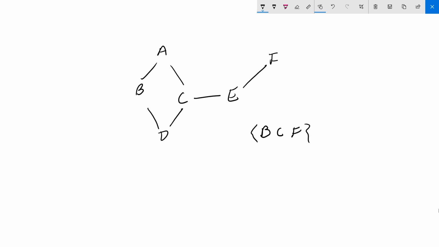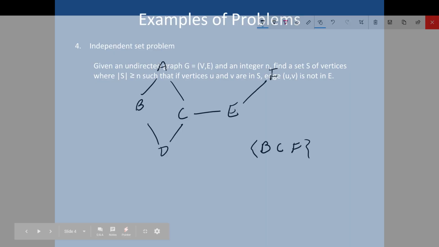That's a decision problem. Why? How would you check a solution? Someone says BCF is a solution. How would you check it? Check to see if there are edges between B and C, C and F, and B and F. Yeah, you just have to look at every pair. There are only n squared pairs in the solution, and you make sure there's no edges between them. And plus you make sure that only valid vertices are in the set. That's easy to check. So the independent set problem is a search problem.